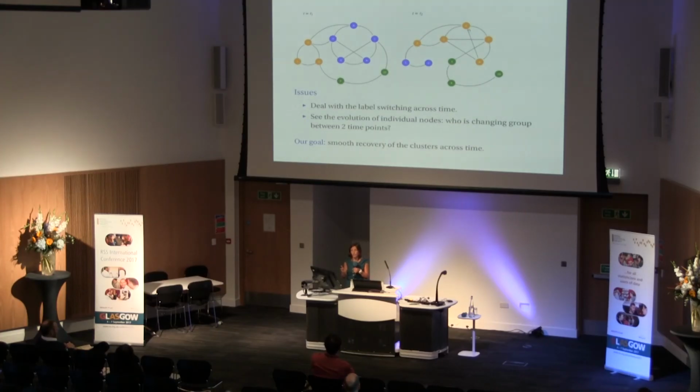So what's important here is that if you want to do a dynamic clustering of your network, you need to do that globally. You cannot do that time by time, because otherwise you cannot interpret what's going on with the groups along time. So what I really want to do here is answer questions like who is changing group between two time points. And to do that, I need a smooth recovery of the clusters across time. So that's the main point of this work.